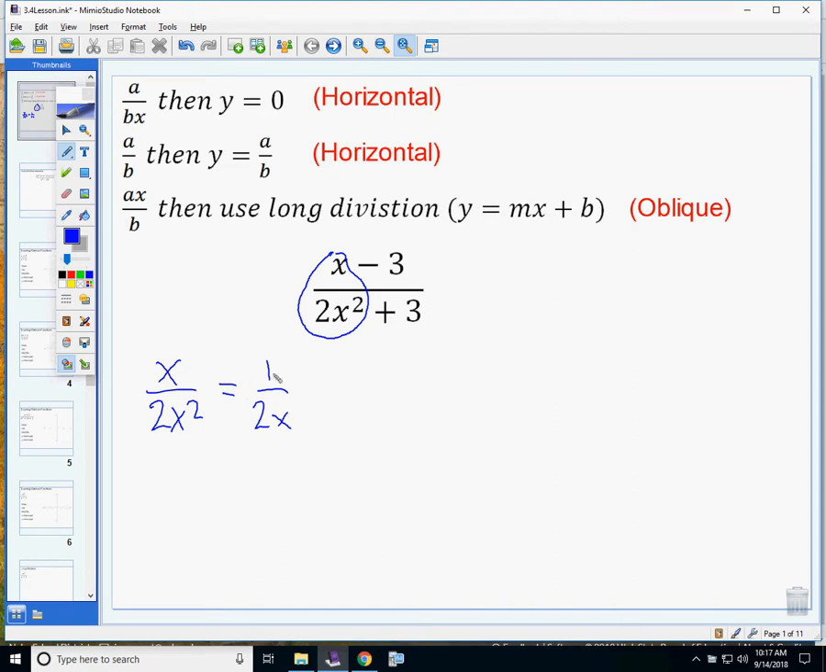Now notice that this is in the a over bx form. There's still an x on the bottom, which means we can't divide the 2x into the 1. We don't know how many times it'll go. So y is going to be 0 for our horizontal asymptote. So we'll have a horizontal asymptote where y equals 0.